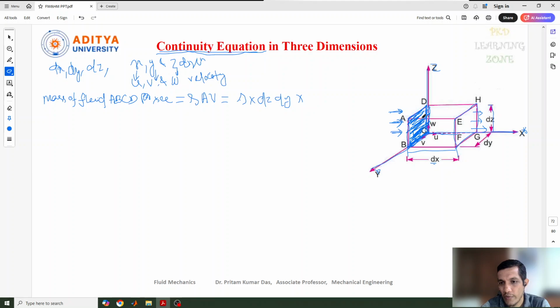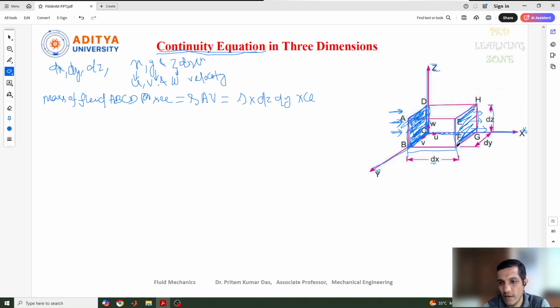Okay, so at this surface, what is the fluid element affecting on this? In the x direction, we have taken the fluid velocity as u, so we can consider u. So this is the equation for the mass of fluid which is entering the surface ABCD per second. Similarly, we need to see what is the mass of fluid which is leaving at the surface EFGH.